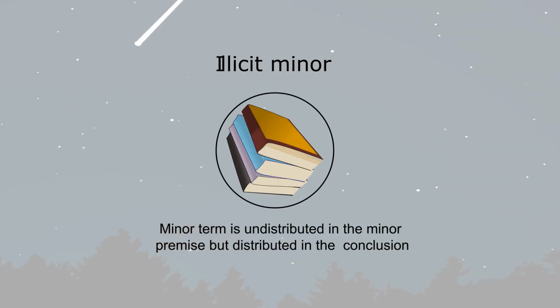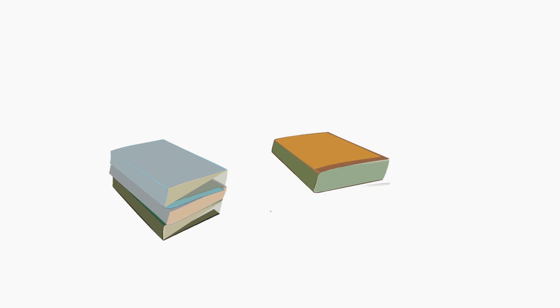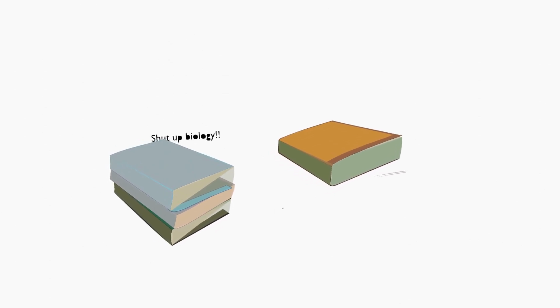Formal syllogistic fallacies. Illicit minor. The minor term is undistributed in the minor premise but distributed in the conclusion. Example, all novels are works of narrative. All novels are books, therefore all books are works of narrative.